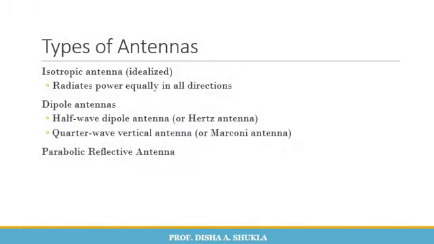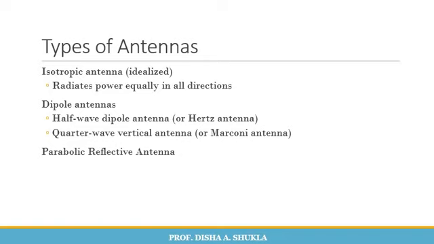Moving forward, types of antenna. Antennas can be of different types based on their direction of transmission, that is, whether they are transmitting in a single line or in all directions. The first one is the isotropic antenna. An isotropic antenna is an ideal antenna. Whenever you are comparing the efficiency of a particular antenna, it is compared to the ideal antenna. So the ideal antenna is something that radiates the power equally in all directions.